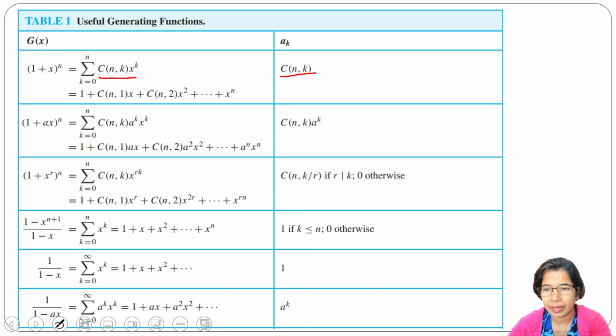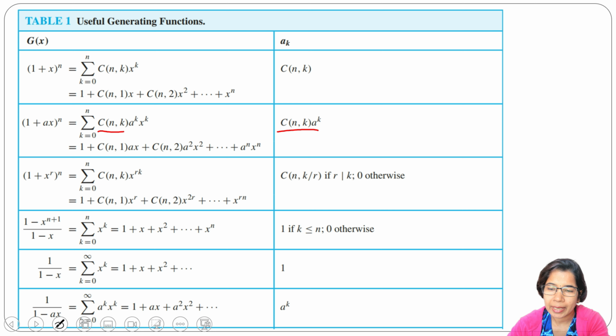till x^n. Next, (1 + ax)^n equals summation of k equals 0 to n C(n,k) a^k x^k. Here a_k equals C(n,k) a^k. After expand, we'll get 1 + C(n,1) ax + C(n,2) a^2 x^2 till a^n x^n. Here C(n,k) is combination of n, k.